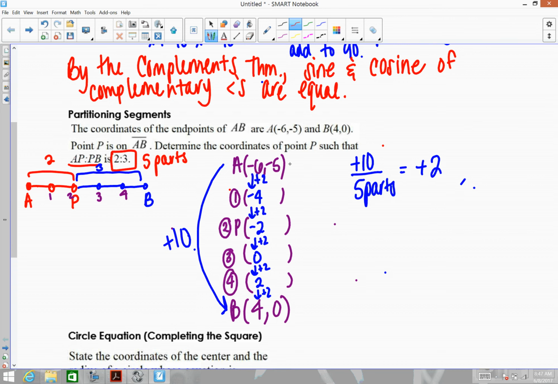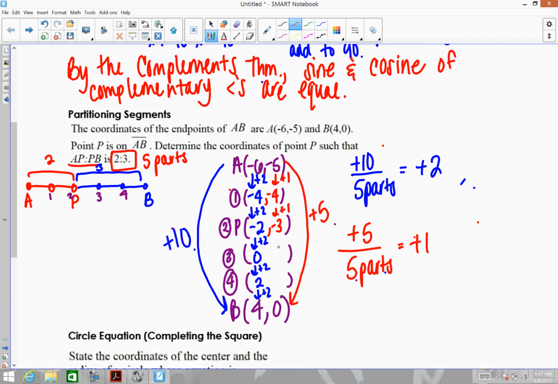Then we look at the y values. From -5 to 0, you had to add 5. So take the 5 and split it up evenly between the 5 parts, which means you've got to add 1 each time. So plus 1, that's going to get me -4. Add 1 again, that's going to get you -3. Add 1 again, -2. Add 1 again, you get -1. Add 1 again, and you get 0.